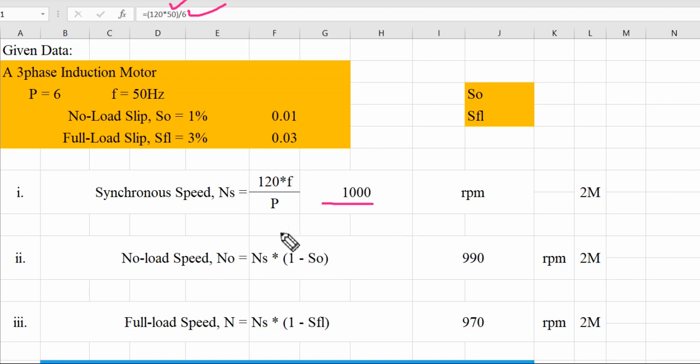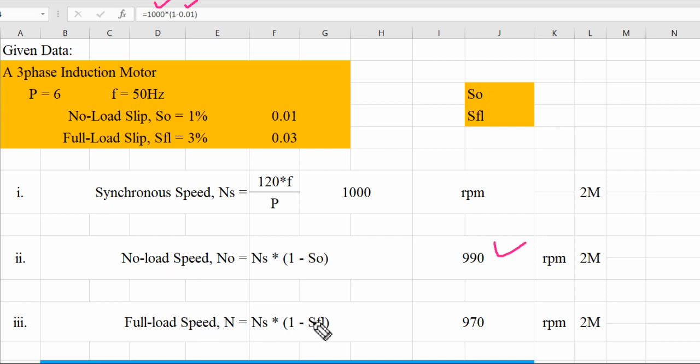Then they have given the no load slip, that is 1%, the S0 value. With respect to that S0, you need to evaluate the actual speed at no load condition. N0 is equal to Ns into (1 minus S0). What is the value of S0? That is 0.01. What is the synchronous speed? 1000. So 1000 into (1 minus 0.01). How much will you get? 990 rpm.